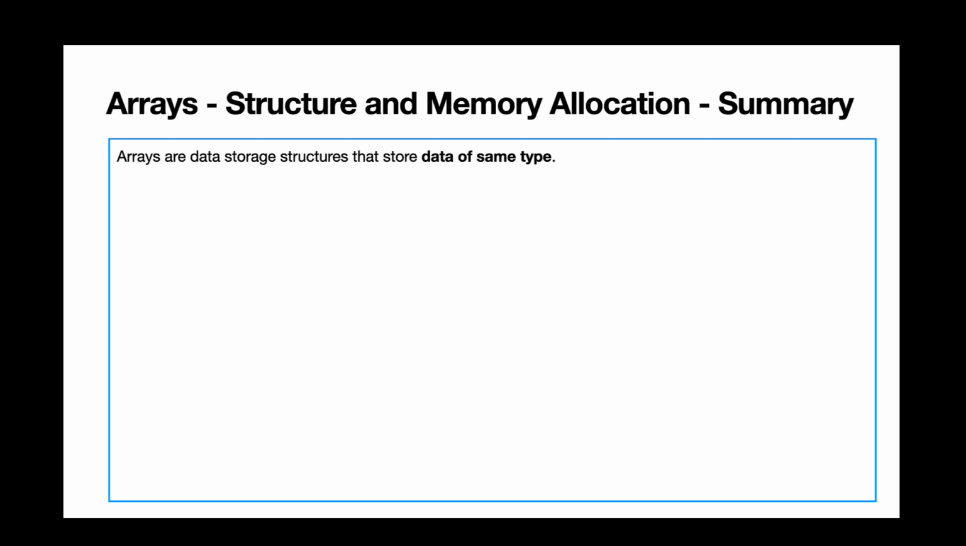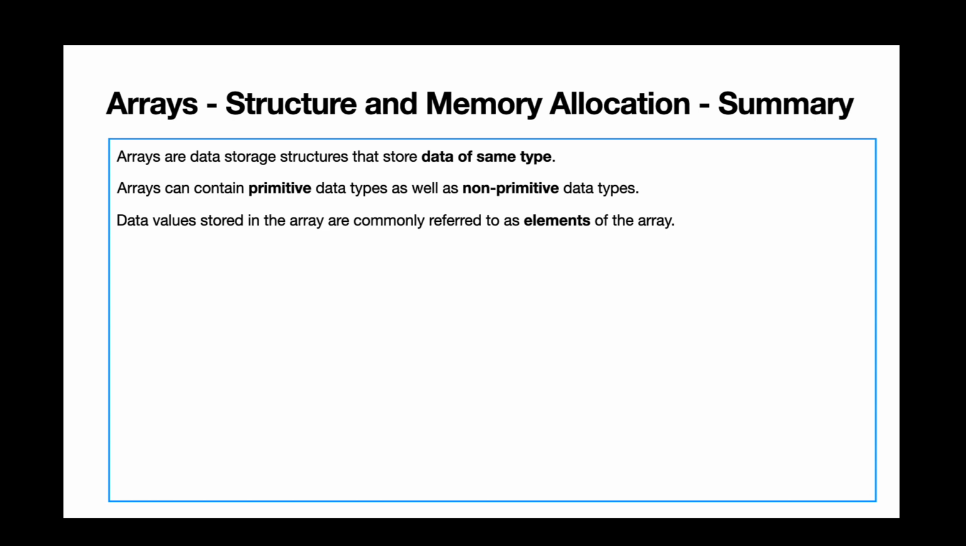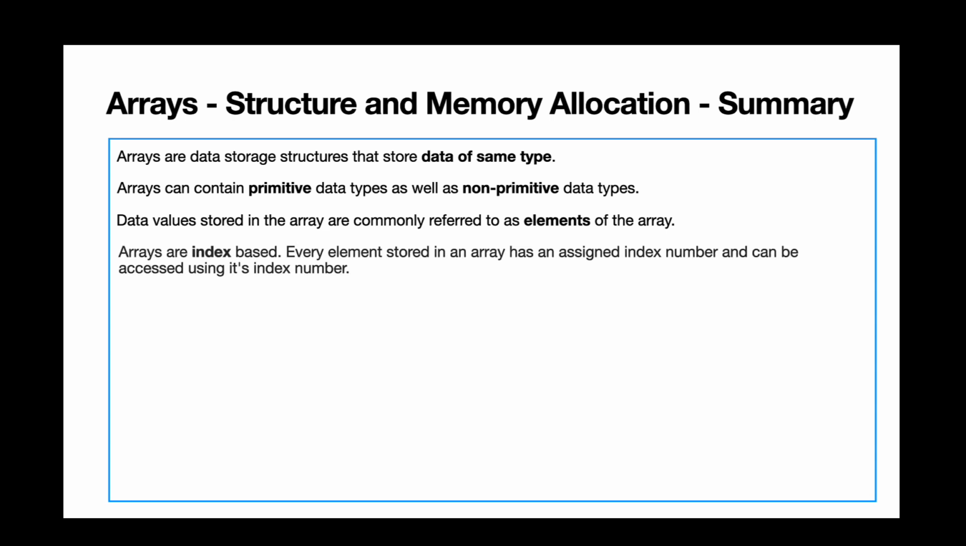Let's summarize what we have learned regarding the structure and memory allocation of arrays in Java. Arrays are data storage structures that store data of same type. Arrays can contain primitive data types as well as non-primitive data types. Data values stored in the array are commonly referred to as elements of the array. Arrays are index-based. Every element stored in an array has an assigned index number and can be accessed using its index number.